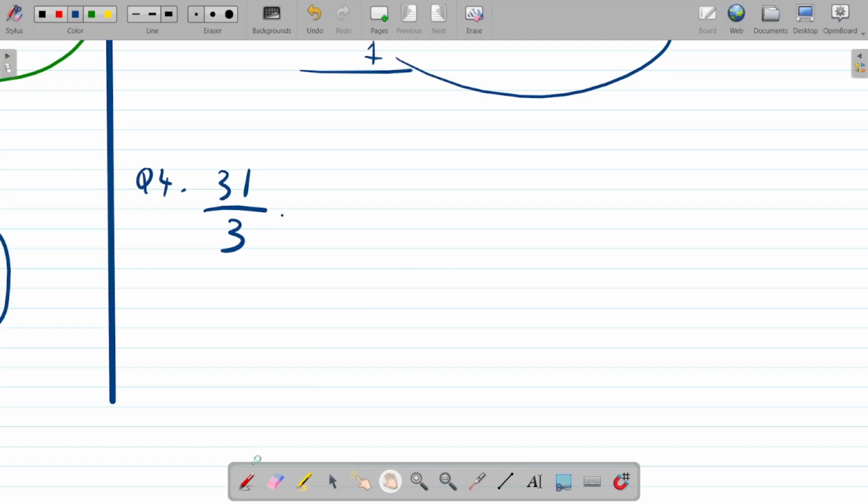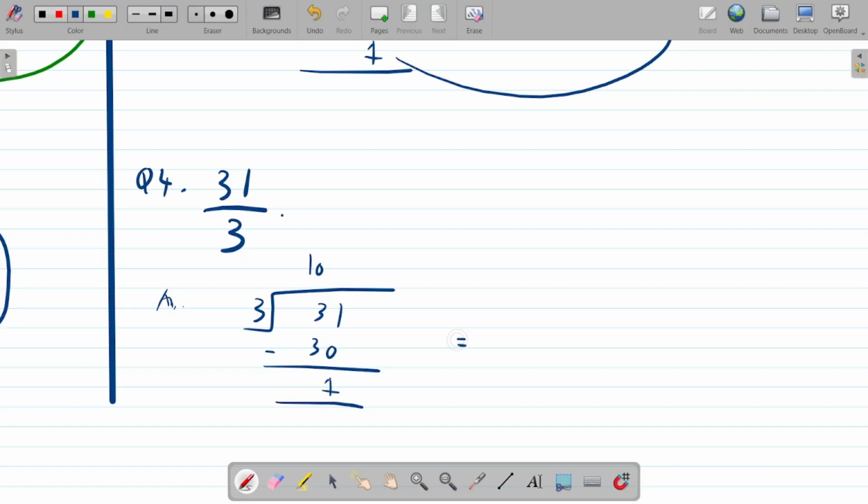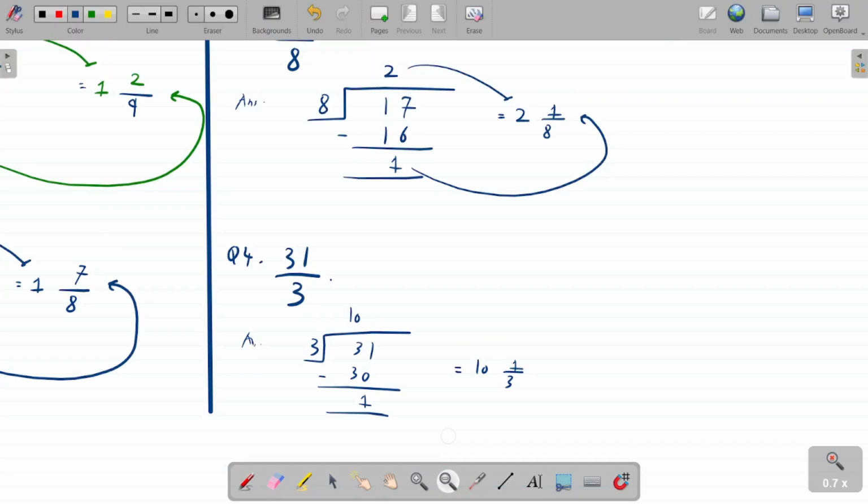And for question 4, okay, and what do we multiply with 3? 10, so we get 30. Okay, and we're left with 1. And then what do we get? 10. Yep, good, correct. Both of them are correct.